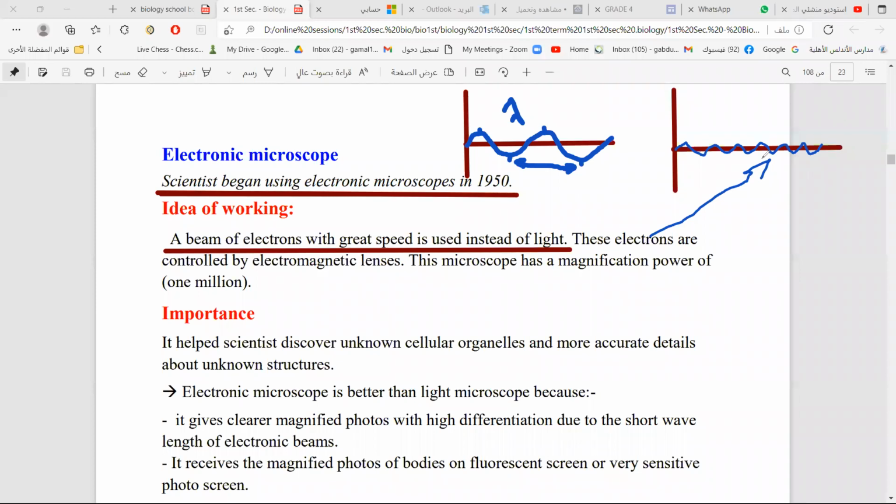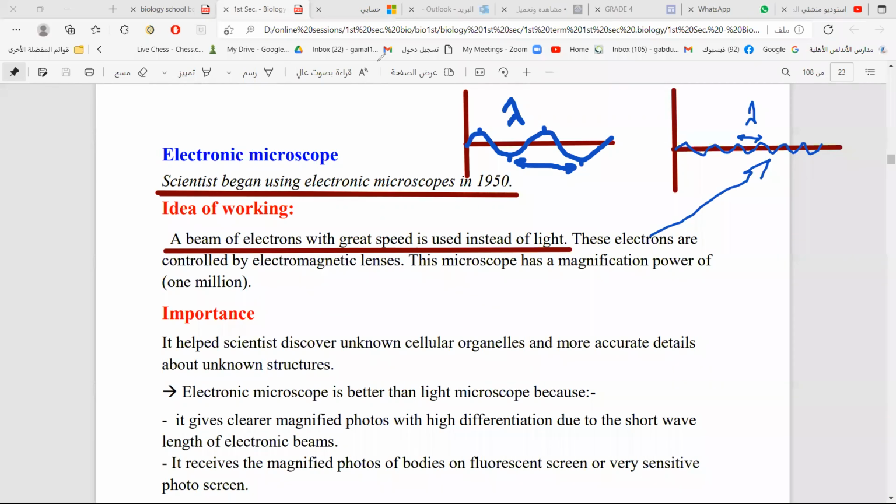So you can see more details. You can see more details if you have a smaller wavelength. Here we have the smaller wavelength, so you can see more details of the sample which you study. This is a difference between the light microscope, which uses light that has a long wavelength, and the electron microscope, which uses a beam of electrons that have a smaller wavelength.